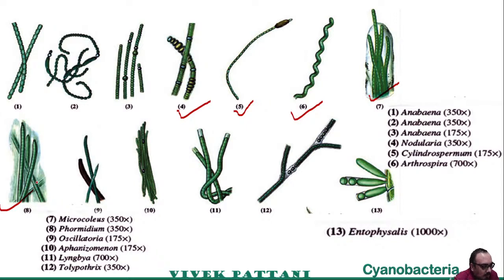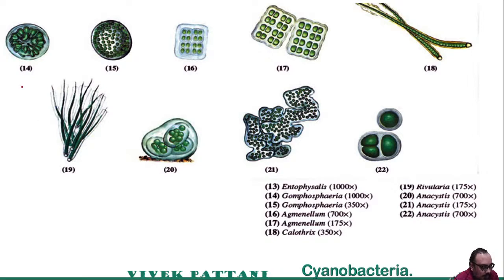Eighth one is Phormidium. Ninth one is Oscillatoria. 10th one is Ephanusinum. 11th one is Lyngbya. 12th one is Tolypothrix, and the 13th one is Anthophysa. Okay, now other examples of cyanobacteria.